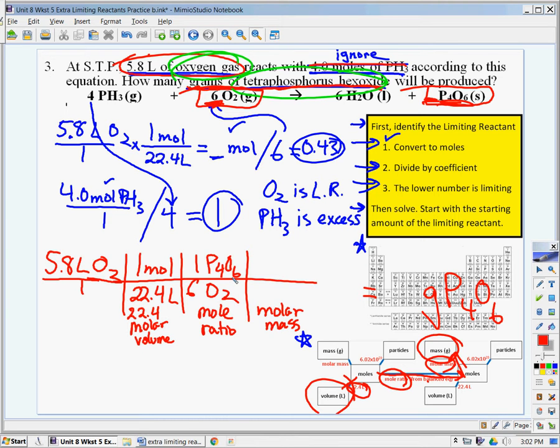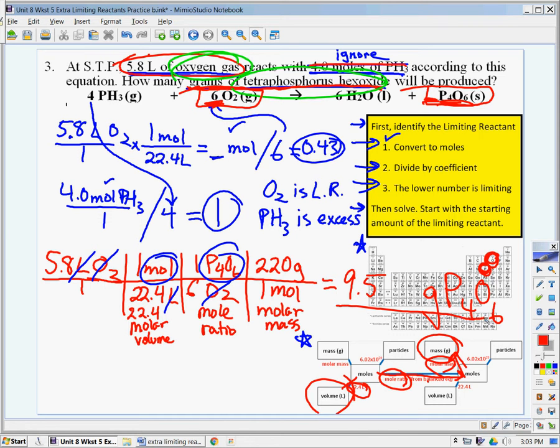Finally, we're going to use the molar mass. Well, molar mass is going to be of the compound that remains. Notice liters canceled liters, O2 canceled O2. We're in moles of P4O6, so that's the molar mass we want, the molar mass of P4O6. And if I look on the periodic table, here's the P, and here's the O, and multiply P times 4 and O times 6, I get a molar mass of 220 grams, and that's 1 mole, which means that the final answer is going to be 9.5 grams of P4O6. Notice I have my unit over here.